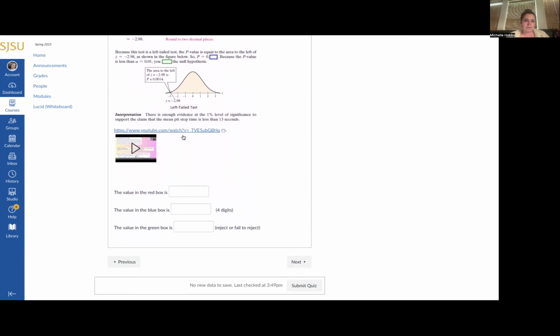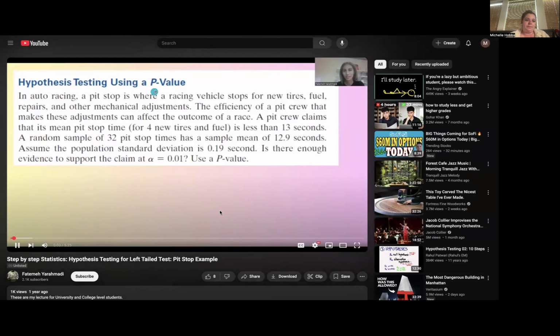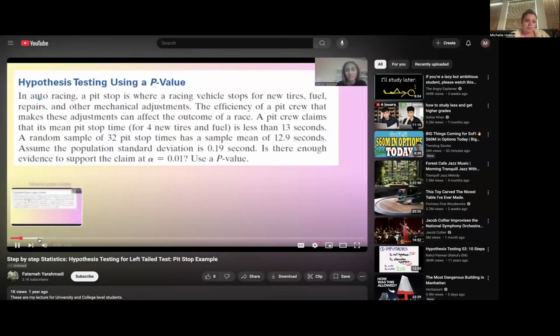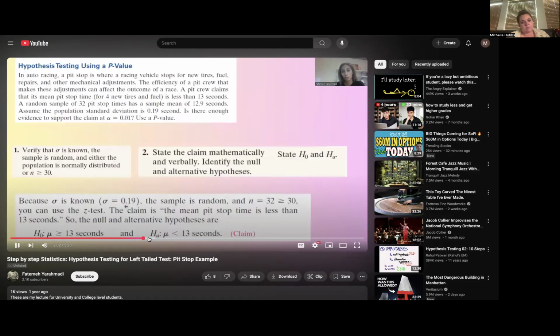Okay. So let's see. I'm going to have to open this one up just to walk through it again. Hypothesis testing using the p-value. In this example, we have auto racing. I'm going to skip that claim part. Less than, right? Your sigma, or population standard deviation, is given, so we don't have any problem here.